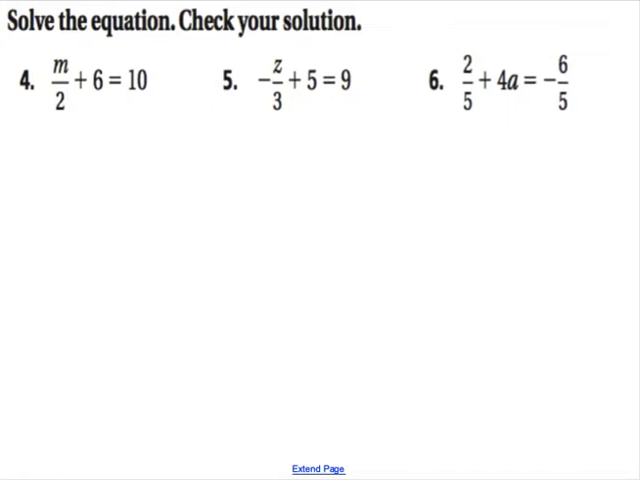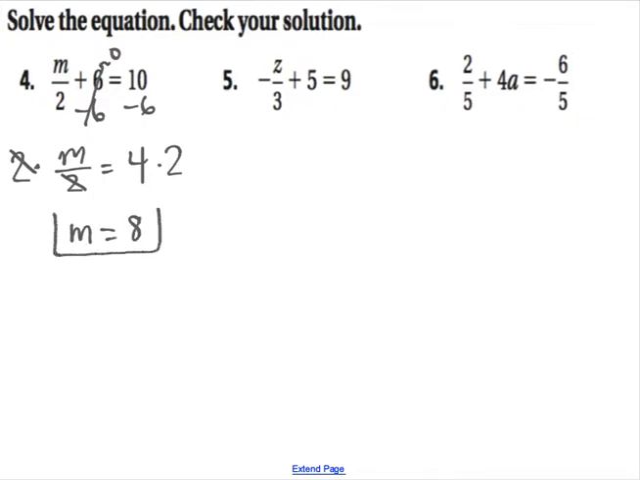Okay, solve the equation, check your solution. M divided by 2 plus 6 equals 10. We're going to get rid of the plus 6 using a minus 6. That gives us our 0. So m divided by 2 will equal 4. We get rid of the divide by 2 with a multiply by 2. That gives us 1m equals 8. And if we check our solution here, 8 divided by 2 plus 6 equals 10. 8 divided by 2 is 4. 4 plus 6 equals 10 is true.